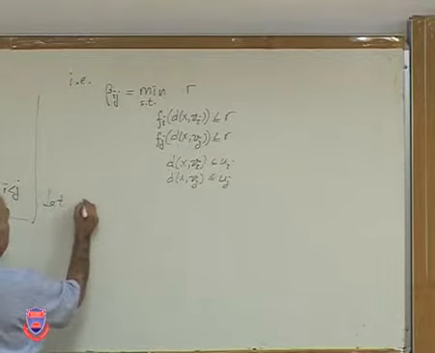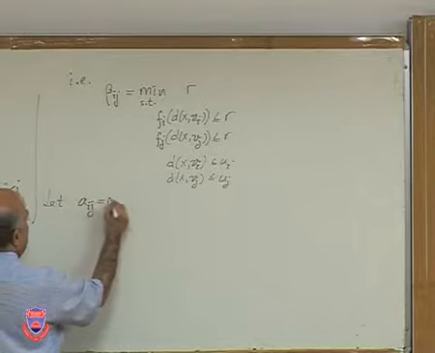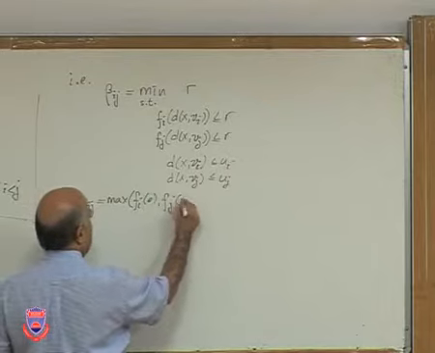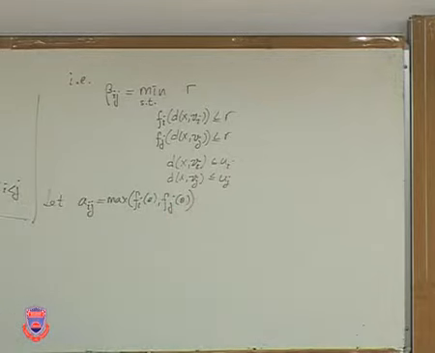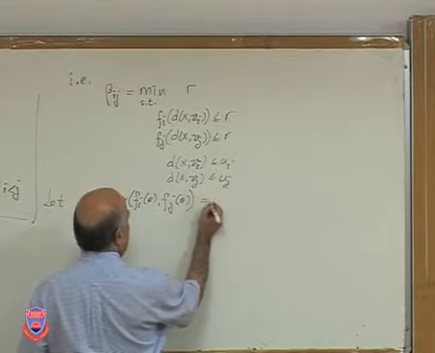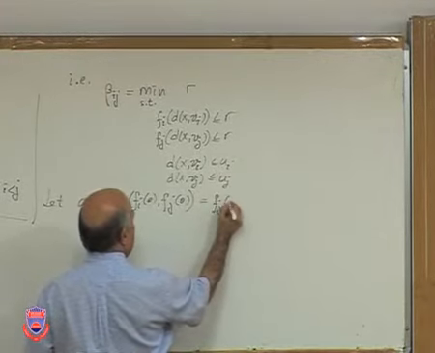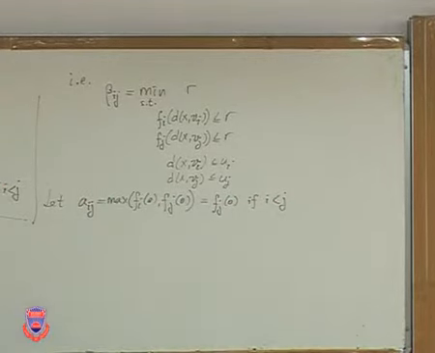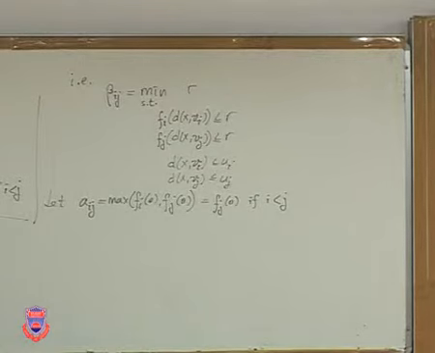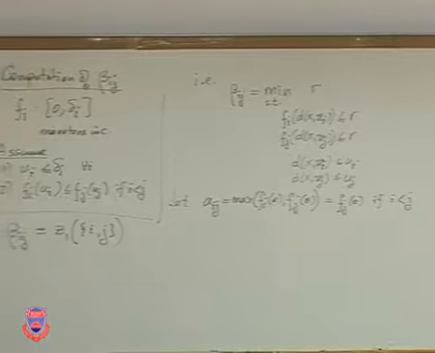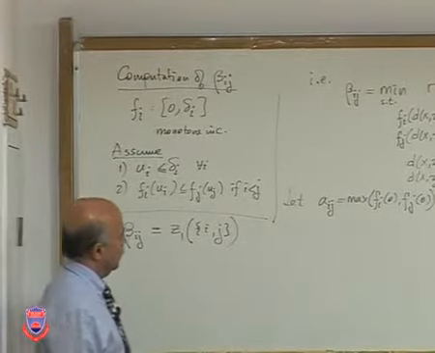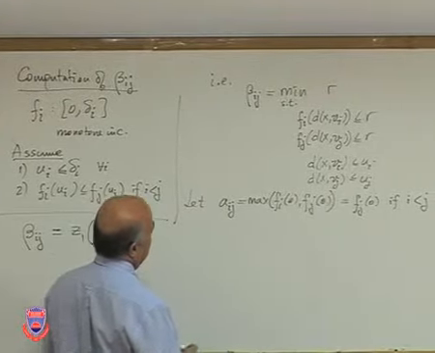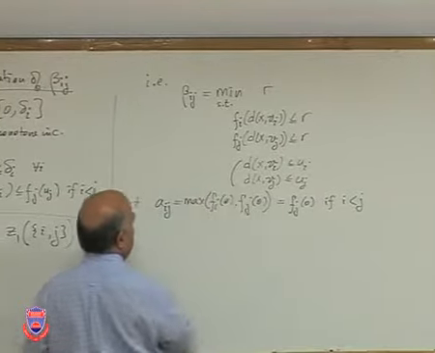Let's define Aij to be the maximum of Fi0 and Fj0. Due to our indexing convention, this will be equal to Fj0 if you assume i is less than j. Okay. So let's look at these first.